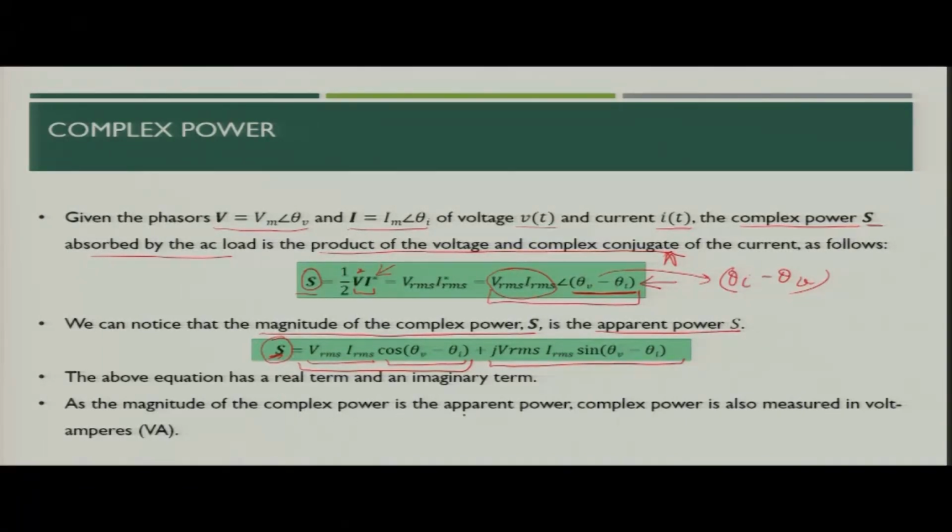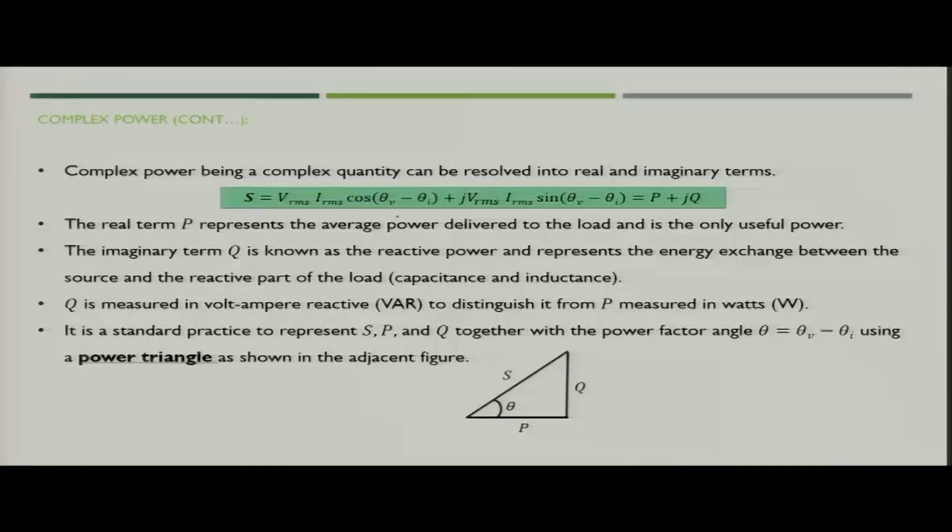Complex power is also measured in volt ampere, as we saw in the case of apparent power. Just to distinguish it from real power, which we measure in watts, we measure complex power in volt ampere. Let us look at the expression once again. V RMS I RMS cos theta V minus theta I would be the real power, and j V RMS I RMS sin theta V minus theta I will be written as j Q.